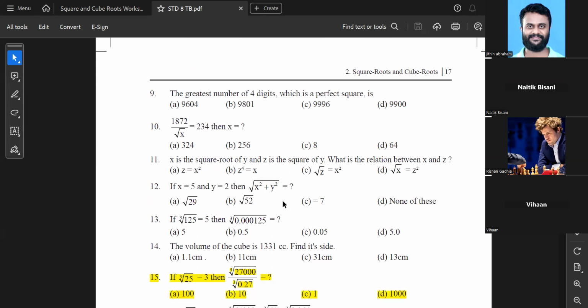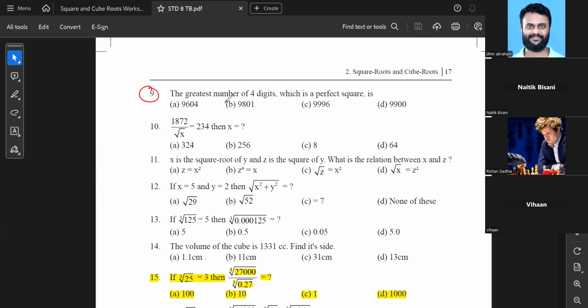Yep. So ninth problem: the greatest number of 4 digits which is a perfect square. Which of these is a perfect square? That's what they are asking. So logically you'll have to find the nearest perfect square which you are aware of.